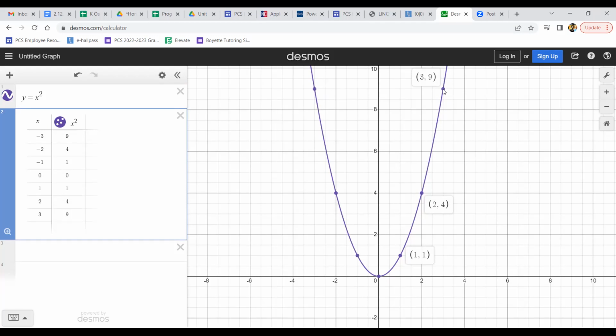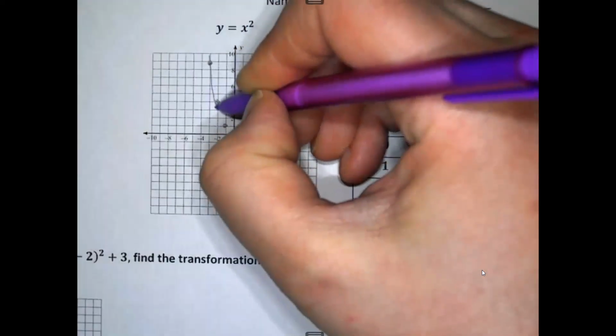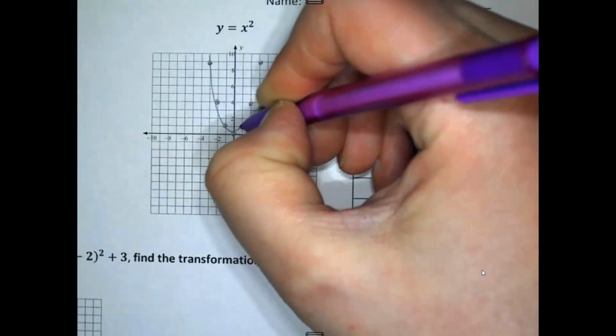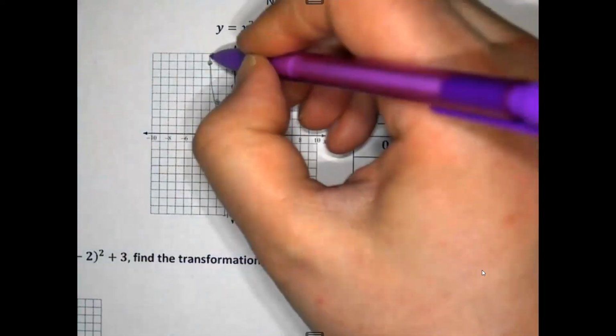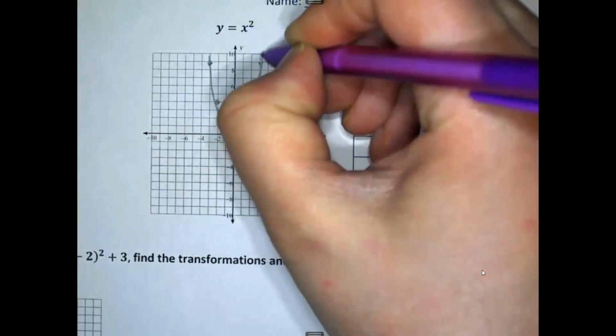And you can see this graph is a nice U shape. It's definitely not a V. The last unit had V-shaped graphs. So we want to make sure that when we trace this graph and connect these points that we make it look like a U and not a V. So make that graph nice and U-shaped.